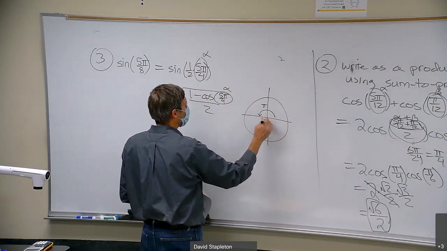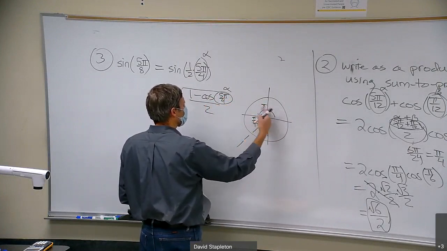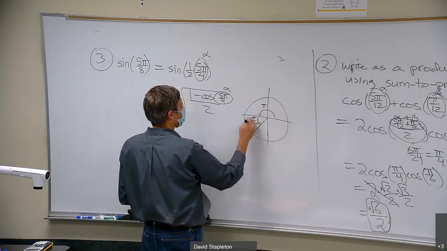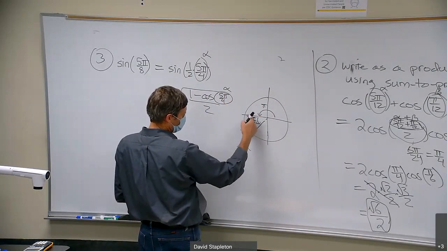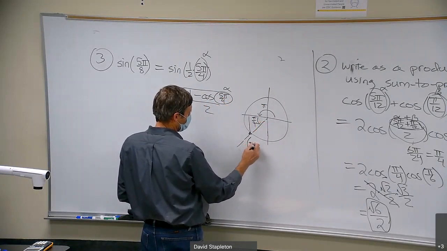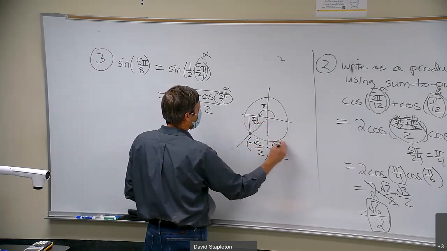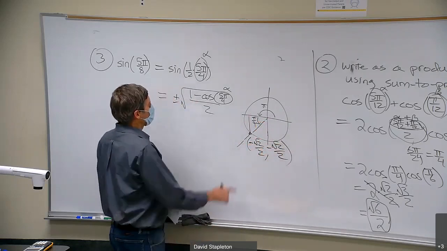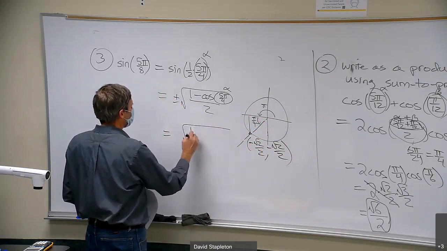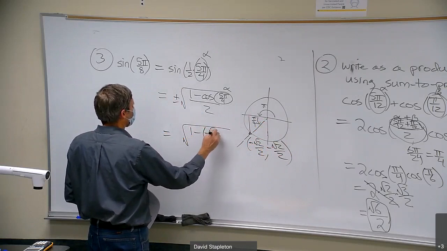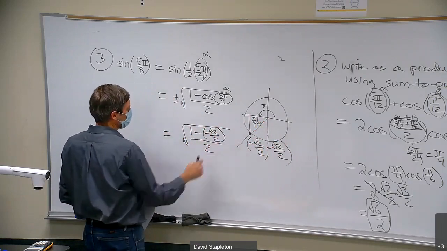Pi over 4 more makes 5 pi over 4. Drop the perpendicular, and if this is a pi over 4 angle here, then this is square root 2 over 2, and this is also, and so the coordinates are minus square root 2 over 2, minus square root 2 over 2. Which means that the cosine is minus square root 2 over 2 in particular. We got 1 minus a minus square root 2 over 2, all over 2. Some people forgot their minus here, huh?